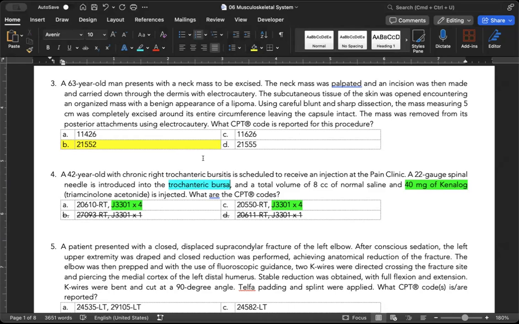And your 20610 is for arthrocentesis, aspiration, or injection of a major joint or bursa. And it gives you the examples of a shoulder, hip, knee, or subacromial bursa. And then it's without ultrasound guidance. So we're going to use our 20610. And then we need the RT modifier because it's done on the right side.